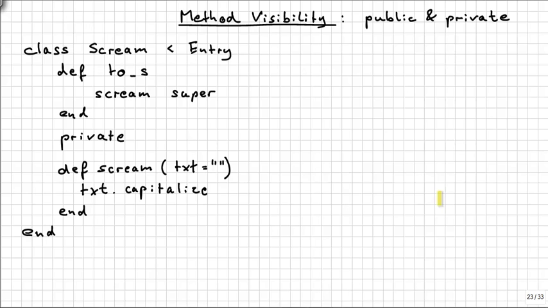Ruby allows us to restrict the visibility of methods in class definitions, and I'll explain this to you using, again, a subclass of entry. We'll call it Scream, and it has two method definitions. One is called to_s, so we override the to_s method, and we have a second method definition called scream in this class. By definition, methods have public visibility in Ruby. So to_s here is implicitly defined as a public method.